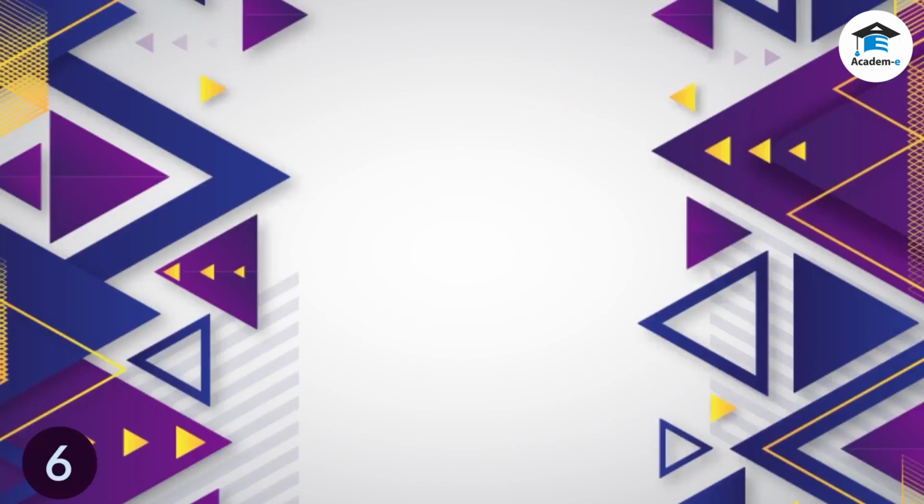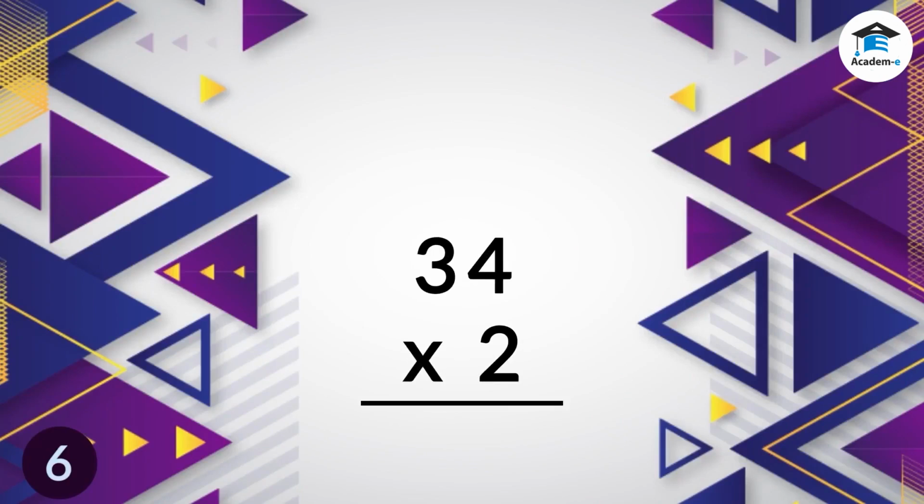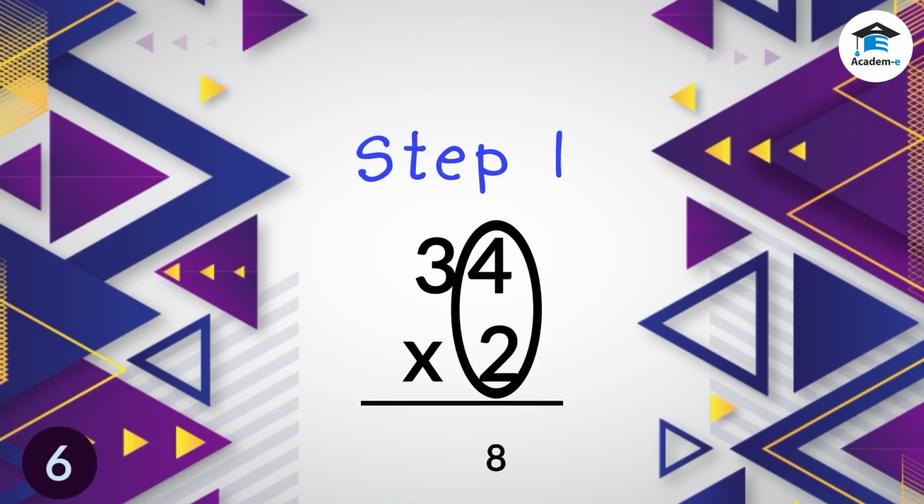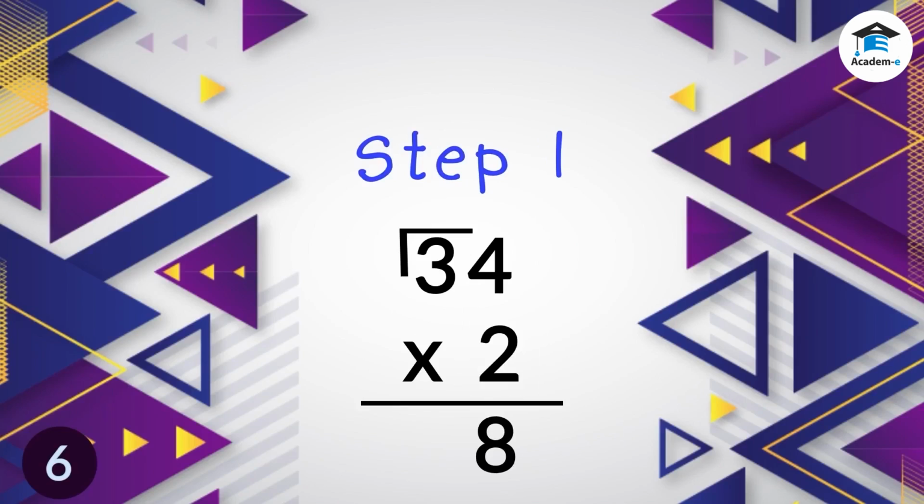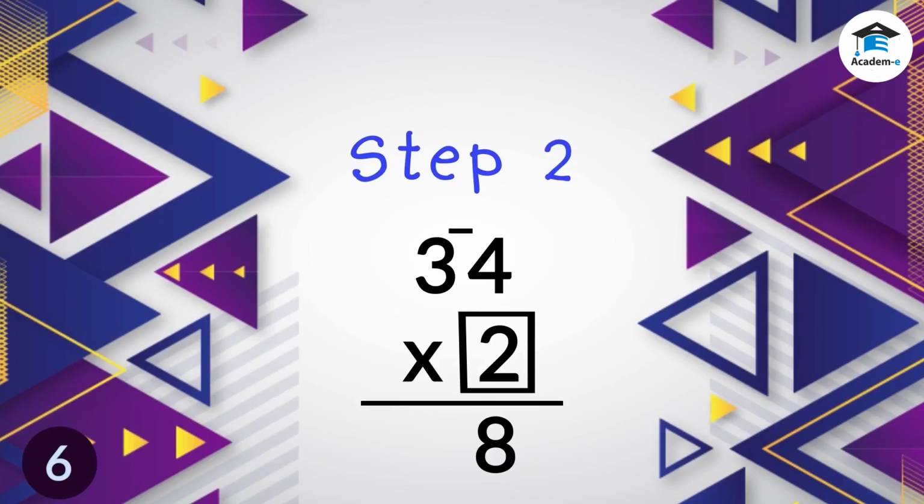Let's have the first example in multiplying 2-digit numbers without regrouping. Let's find the product of 34 and 2. Step 1. Multiply the ones by 4. 4 times 2 is equal to 8. Step 2. Multiply the tens by 2. 3 times 2 is equal to 6. When we multiply 34 and 2, we get the product of 68.